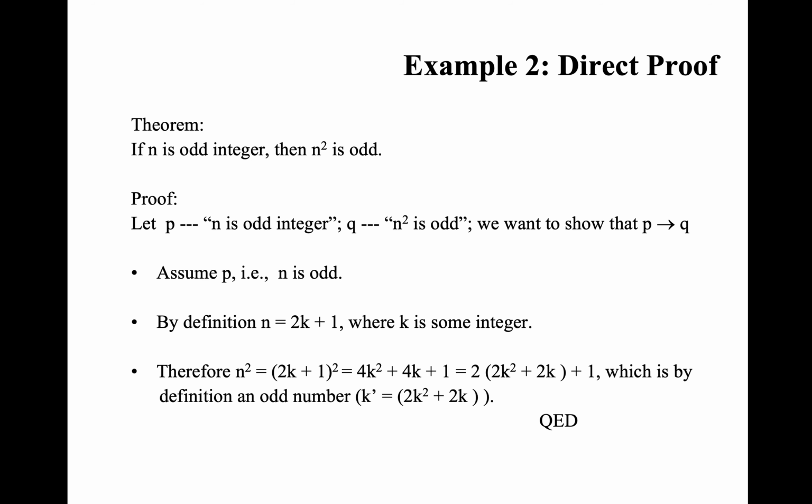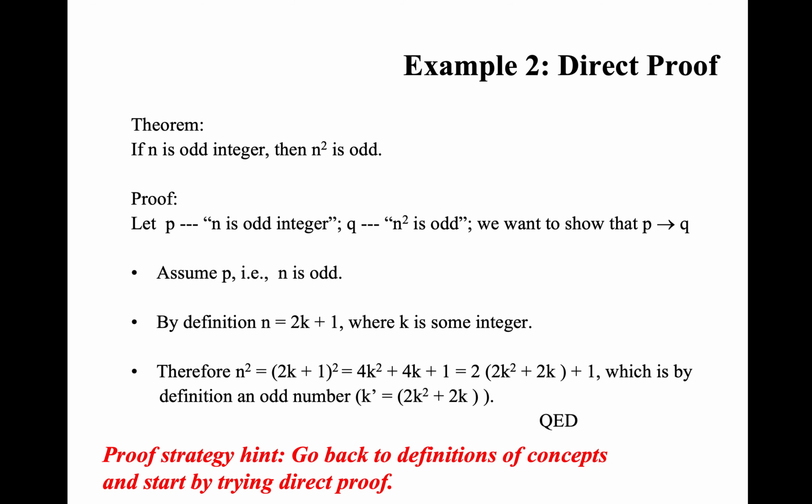So let's prove this. P of n is "n is an odd integer," Q of n is "n squared is odd." We want to show that if P, then Q. So assume that n is odd. By definition, this is some integer, and therefore you need to make sure that you can actually square the whole equation, which by definition is again an odd integer, or an odd number, which we can see right here. So again, go back to different definitions, start by creating direct proofs.